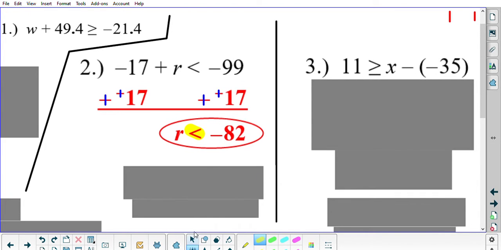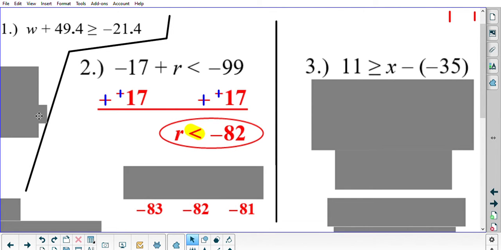Now, you needed to graph the solution on a number line. Did you remember to do that? If not, you might need to hit pause on the video and quickly put the graphs for numbers 2 and 3. All right, hopefully you did that if you needed to. Now, notice your negative numbers. Negative numbers go in reverse order from positives. So that's why -83 is to the left of -82 and -81 is to the right of -82.